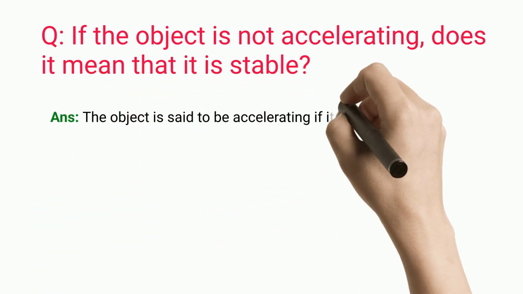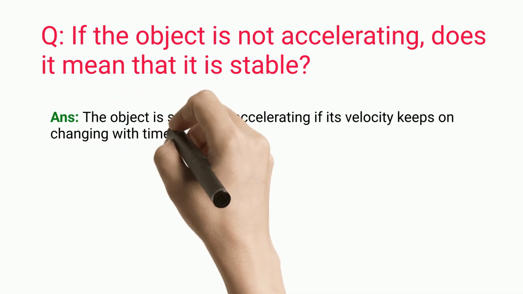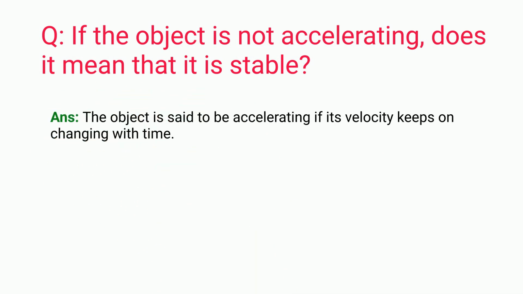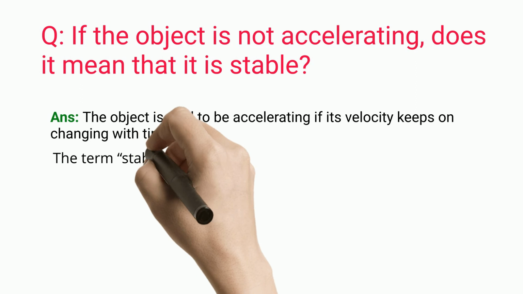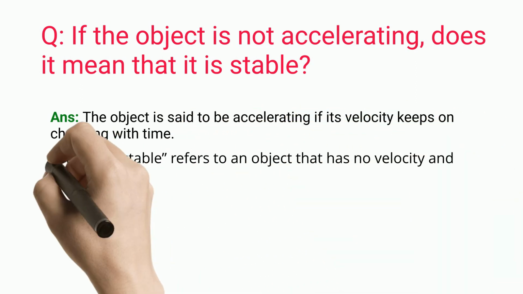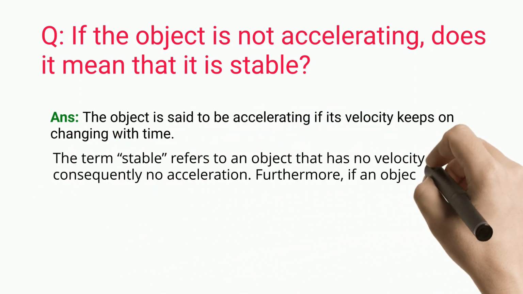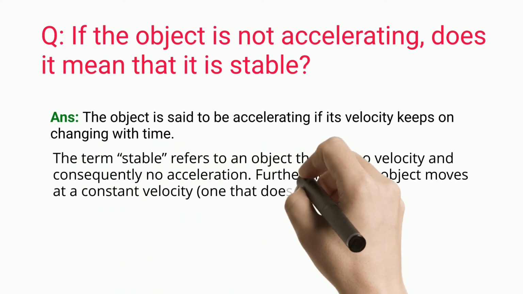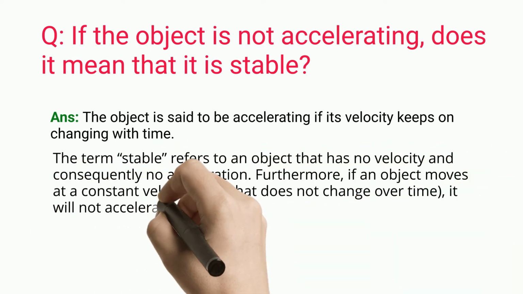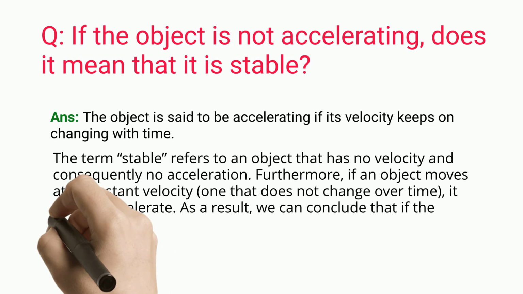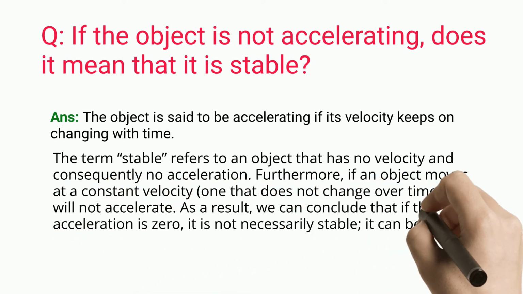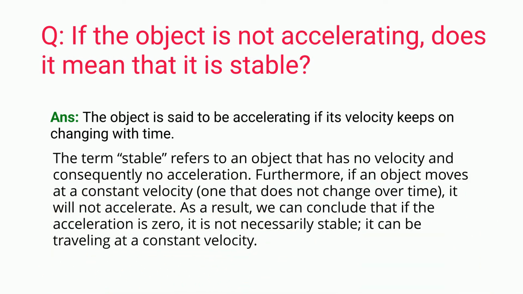Question: if the object is not accelerating, does it mean that it is stable? Answer: the object is said to be accelerating if its velocity keeps on changing with time. The term stable refers to an object that has no velocity and consequently no acceleration. Furthermore, if an object moves at a constant velocity, one that does not change over time, it will not accelerate. As a result, we can conclude that if the acceleration is 0, it is not necessarily stable. It can be traveling at a constant velocity.